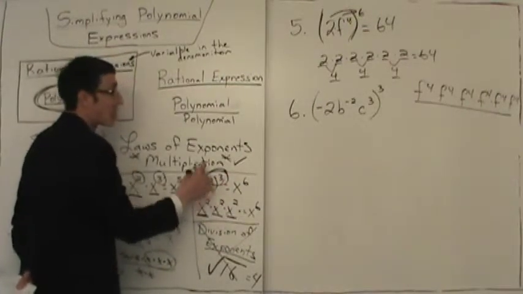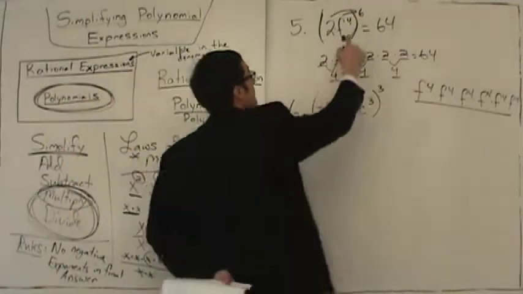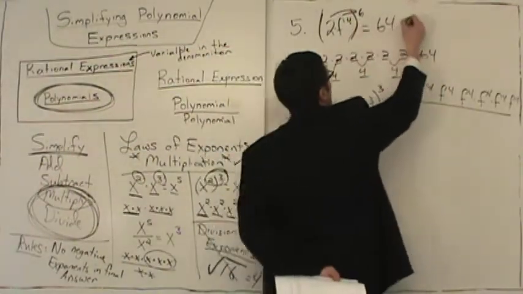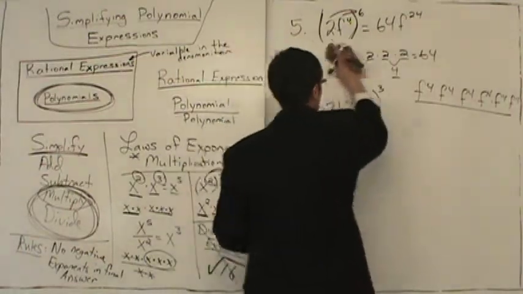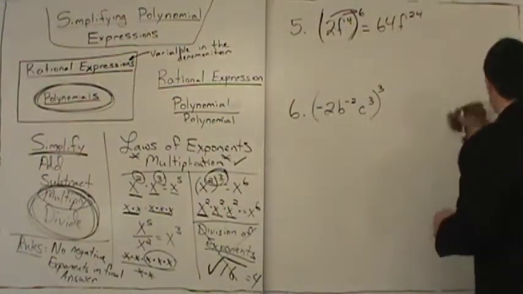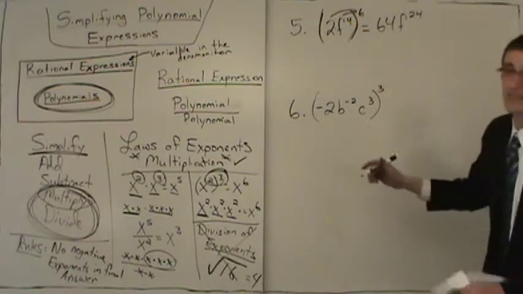When we have power of power, we multiply the exponents. So we take 6 times 4 and get what? F to the 24th power. So just simply multiply your exponents. Look at number 6. So I want you to pause the video and attempt number 6 on your own.